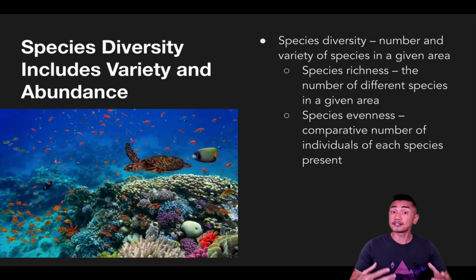Species diversity is defined as the number and variety of species in a given area. There are two ways to look at species diversity: species richness and species evenness. Species richness is simply the number of species in a given area. Species evenness takes into account variety and is the comparative number of individuals of each species present.